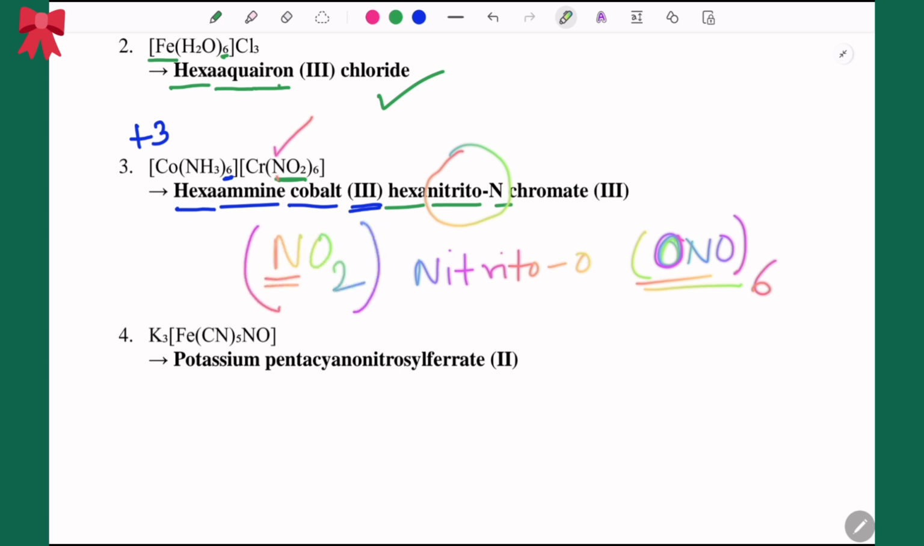So when you write nitrogen in the beginning, that means nitrogen is the connector, but when you write ONO and in that oxygen at the beginning, then oxygen is the connector. So please remember this point. So it will be nitrito-N, and then we write chromium, not as chromium but as chromate, because chromium is in the negative part of the complex, and then the oxidation state.